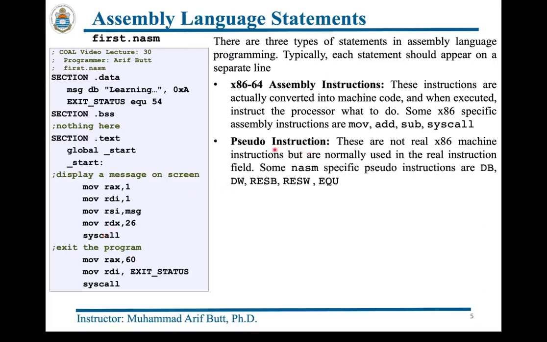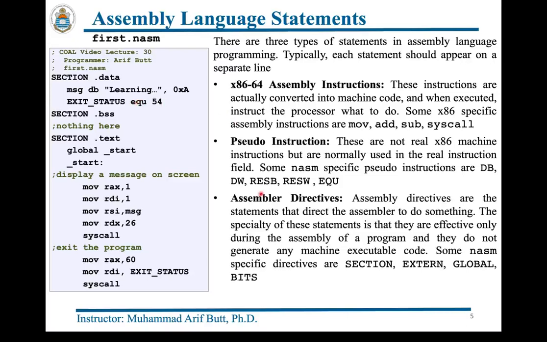The second type of instruction are the pseudo instructions. These are not real x86 machine instructions but are normally used in the real instruction field. Some NASM specific pseudo instructions are db, dw, resb, resw, equ. We have used this db and equ over here.